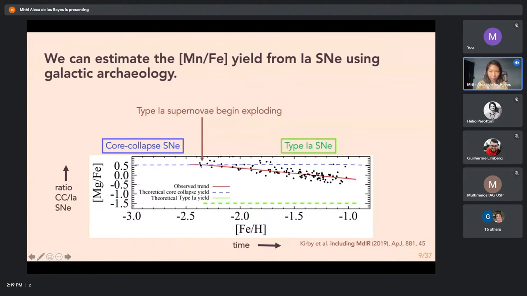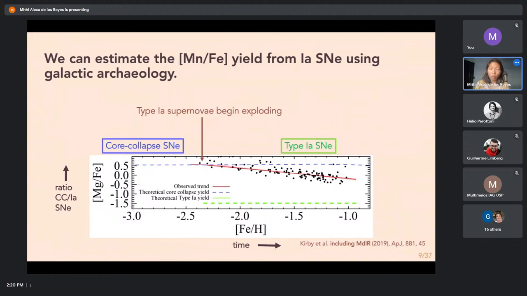So if that doesn't make a lot of sense, I think it again helps to actually look at the data. So here are some observed points from Sculptor dwarf spheroidal galaxy. So these black points here, you can see at early times, at low metallicities, the magnesium over iron ratio starts out very high, close to this blue line, which is what we expect from core collapse supernovae.